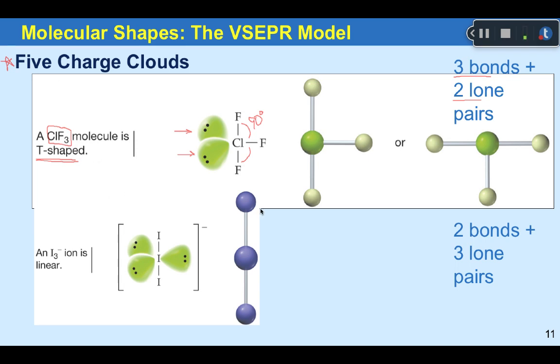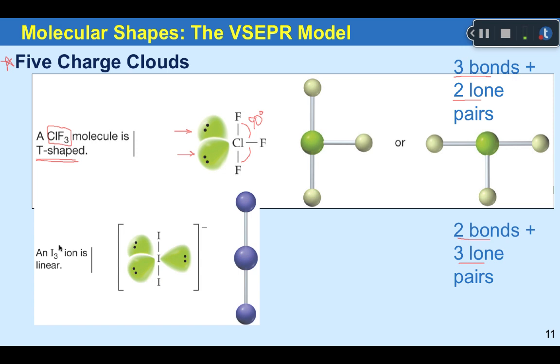Well, one other choice exists yet, and that is for a total of 5 to result from 2 bonds and 3 lone pairs. An example of that is the I3- ion. The name of that we won't go into more detail on at the moment. Not important to this discussion.